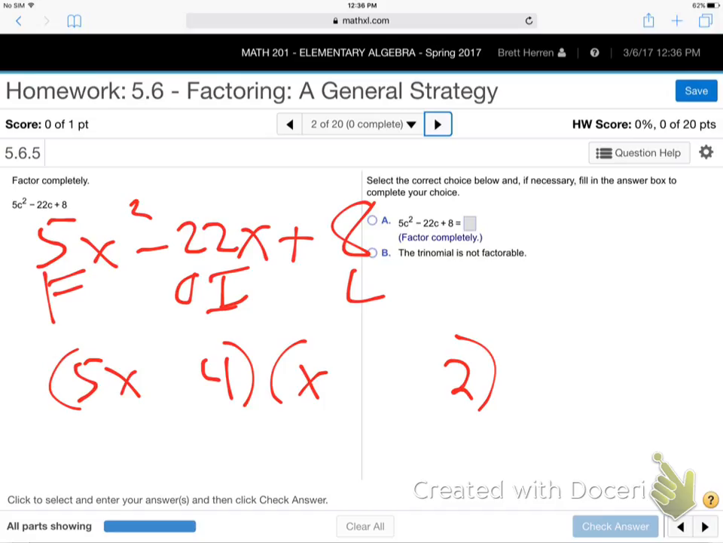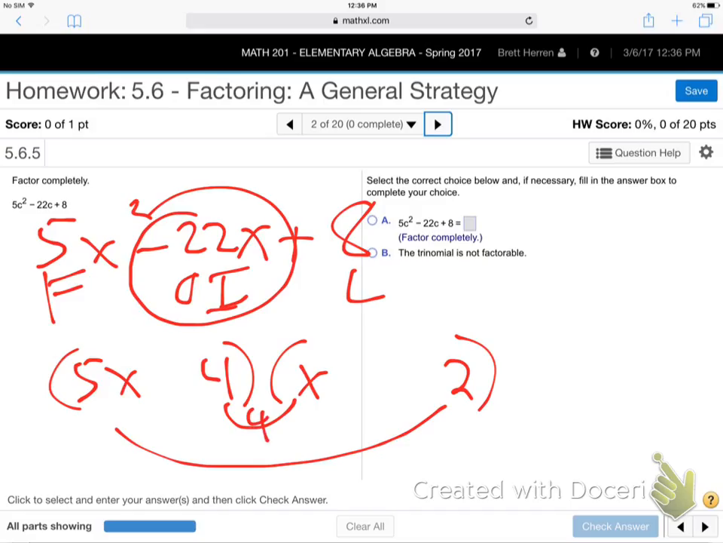So if I put 4, 2 like that, I'm going to be wrong. Let's see how we know. Remember, you don't do the signs until you have the middle. If I do that like that, remember the middle is supposed to come from OI, so that's 4x, 10x. Can 4x and 10x make minus 22x, the middle? No way. 4 and 10 make 14 if you add them, or 6 if you subtract them.